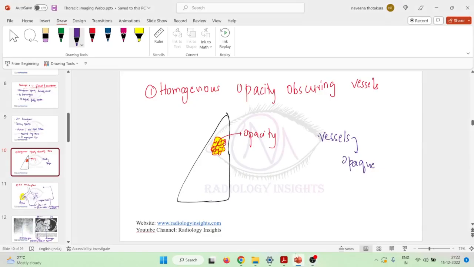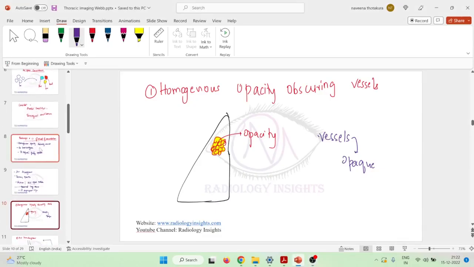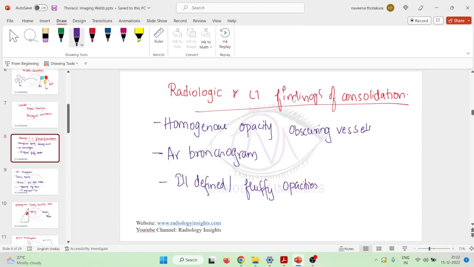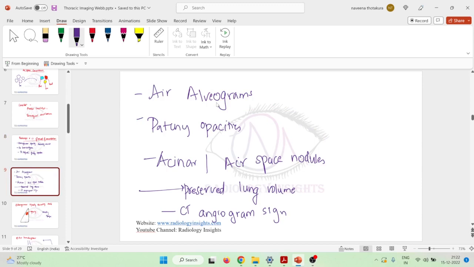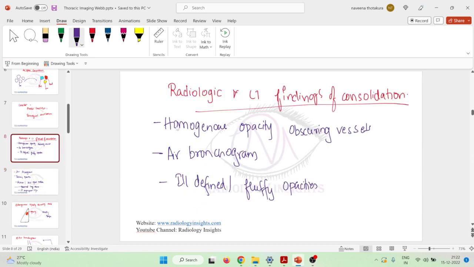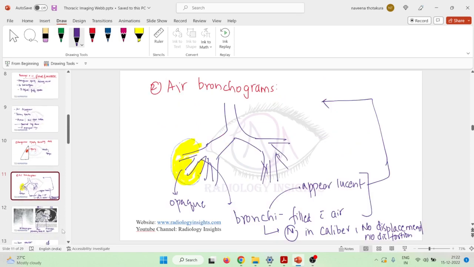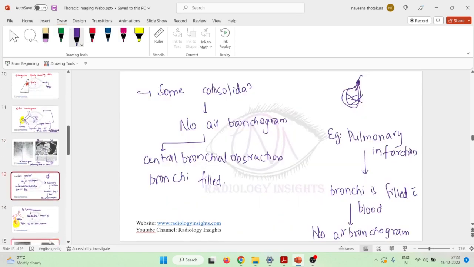Hello friends, let us now learn some important points about consolidation. If you see the radiological and CT findings of consolidation, we can see homogeneous opacity obscuring the vessels, air bronchograms, ill-defined and fluffy opacities, air alveolograms, patchy opacities, acinar and airspace nodules. We have already dealt with homogeneous opacities obscuring the bronchi and air bronchograms.